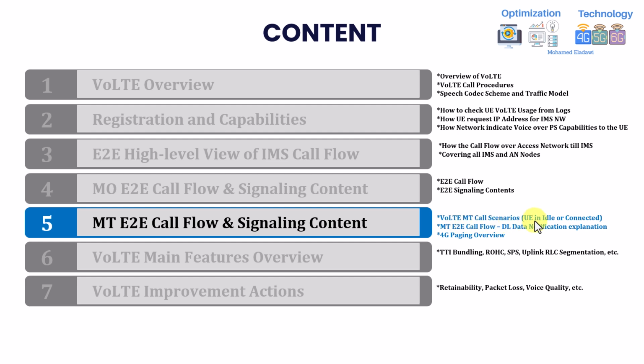For example, whenever the user is going to receive a call, the mobile terminating, he might be in idle mode or connected mode. So we'll explain from a high-level point of view what will be the network or user behavior in these kinds of scenarios, either in idle or connected.